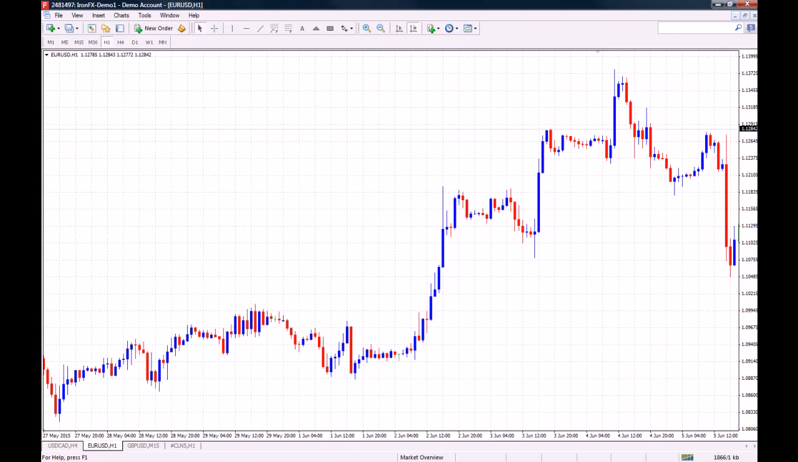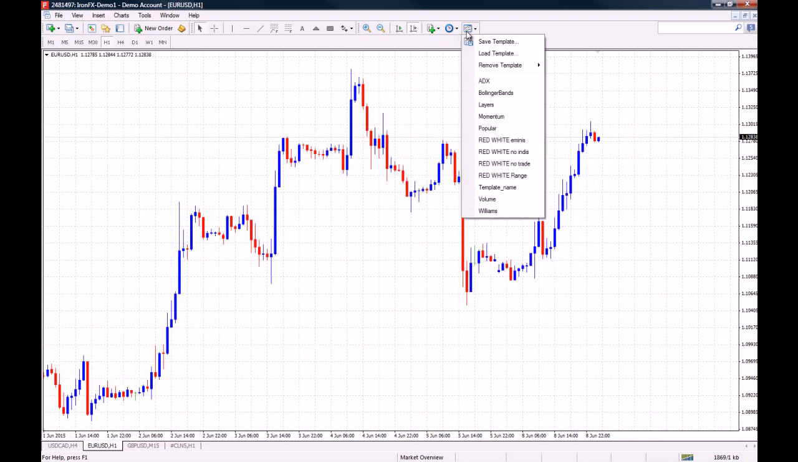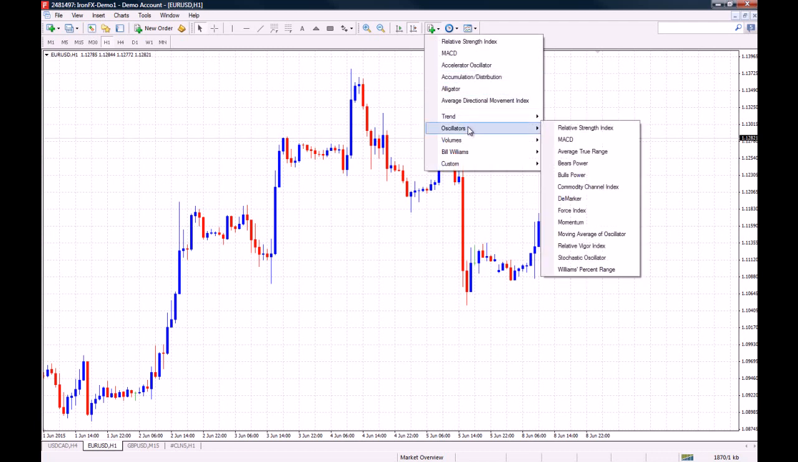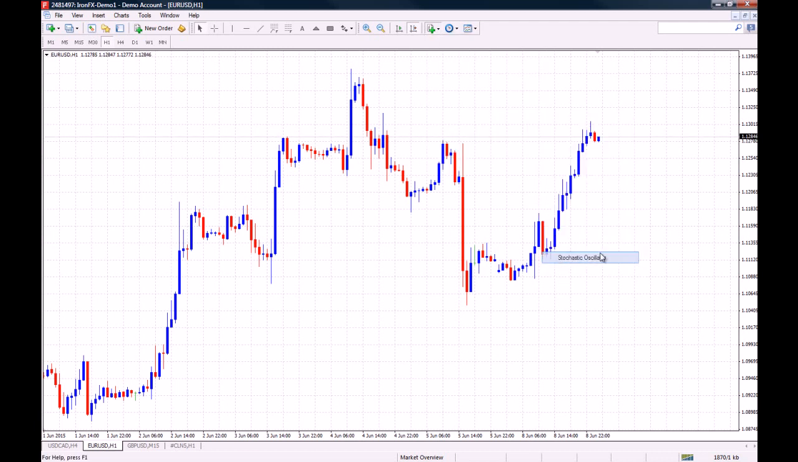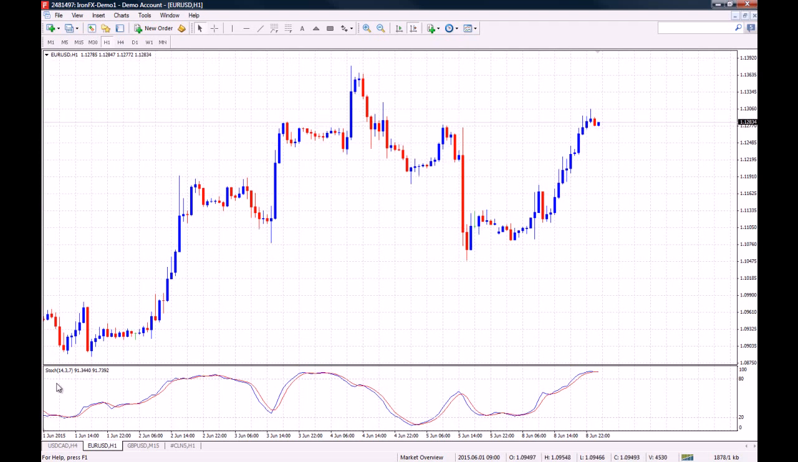Now, let's go to the Euro US dollar chart, and this is today's price action, and we are going to add the stochastic oscillator to our chart. Now we have a simple stochastic oscillator as a 14, 3, 7 stochastic oscillator, and what I'm going to show you here is a few things that you need to understand.